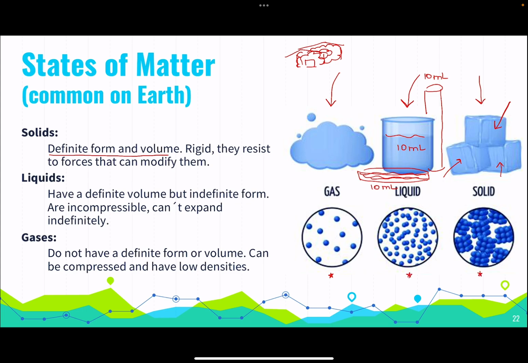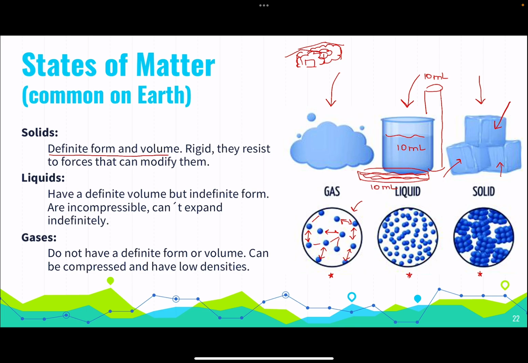In these drawings, what we can see is how apart the molecules are. So if you see in a gas, we have a lot of space between molecules, right? Gases have a lot of energy and their molecules move, right? So they move a lot and they take up all of the space that they want because they're moving.